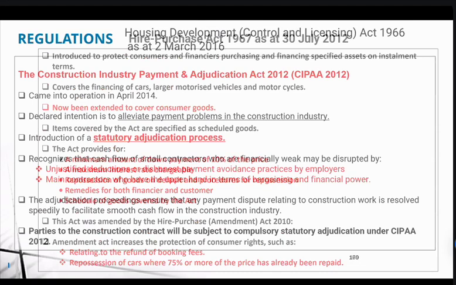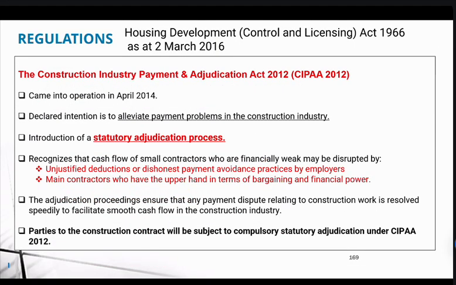This is the part that will come up in the exam. What is CEPA? Mark this down: exam topic, CEPA. CEPA is specifically for contractors, especially when there is a dispute on money or payment problems. They go through a statutory adjudication process.